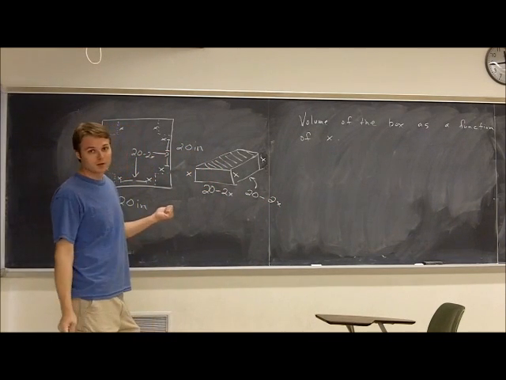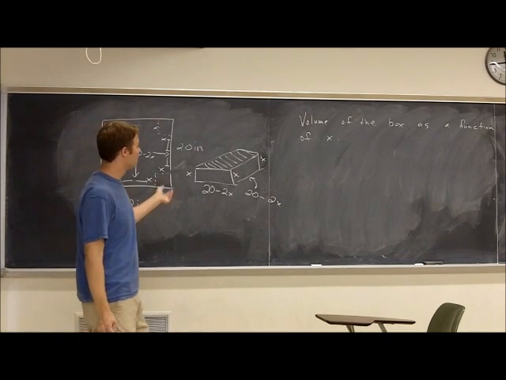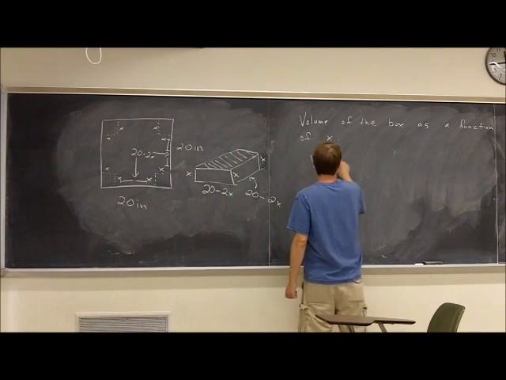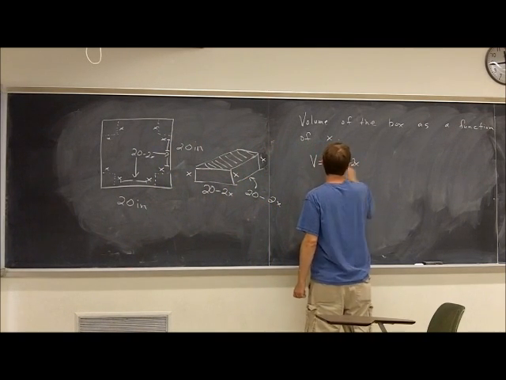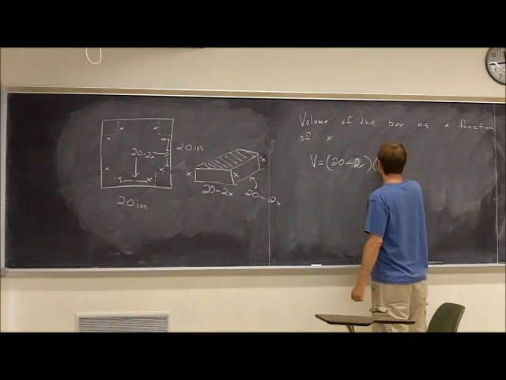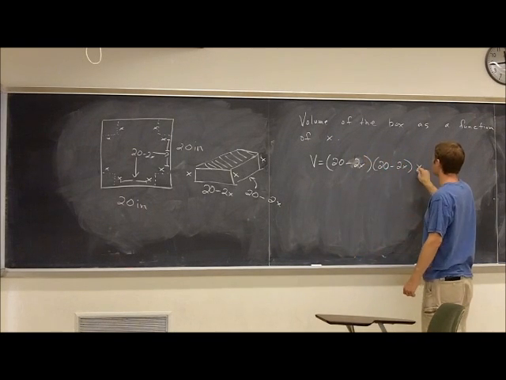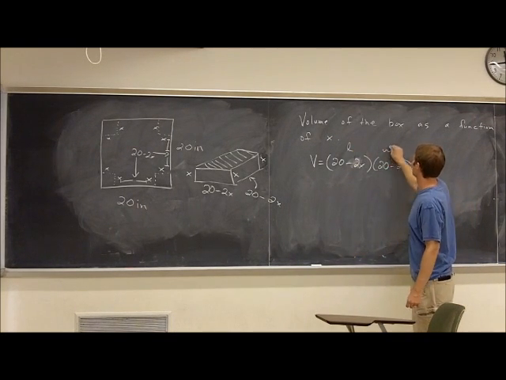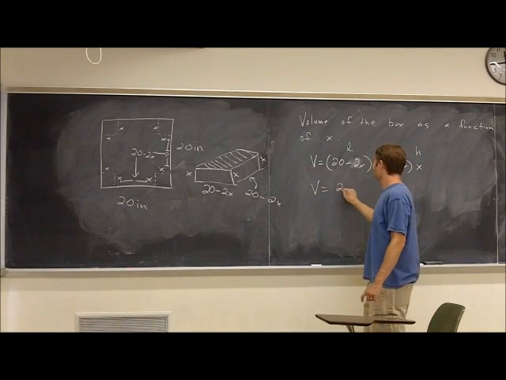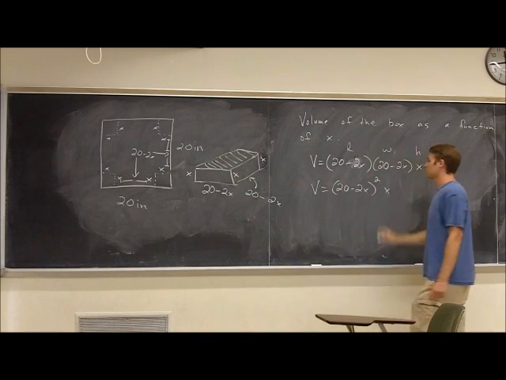So the volume of a box is always just the length times the width times the height. So the volume of this particular box would be 20 minus 2x times 20 minus 2x times the height, which is x. So this is the length times the width times the height. So we actually get a function that is (20 minus 2x) squared times x.